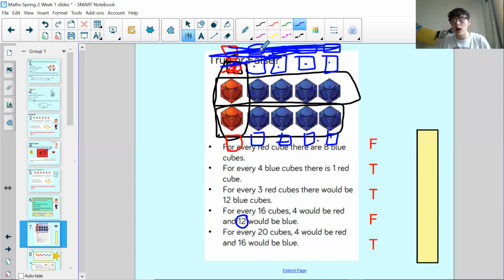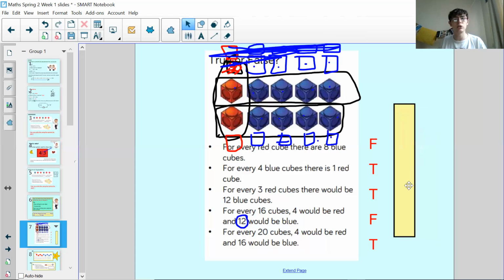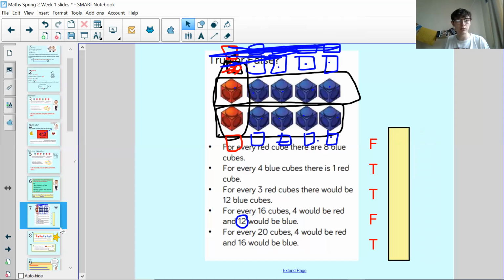I'll cross it out. I didn't need my extra line. So for every 4 red cubes, 16 are blue. So this is true. Okay, so well done if you got those correct. I know it can be a little bit tricky to get your head around all of the different phrases and the way that they say everything, but it will soon come with practice, so don't worry too much.